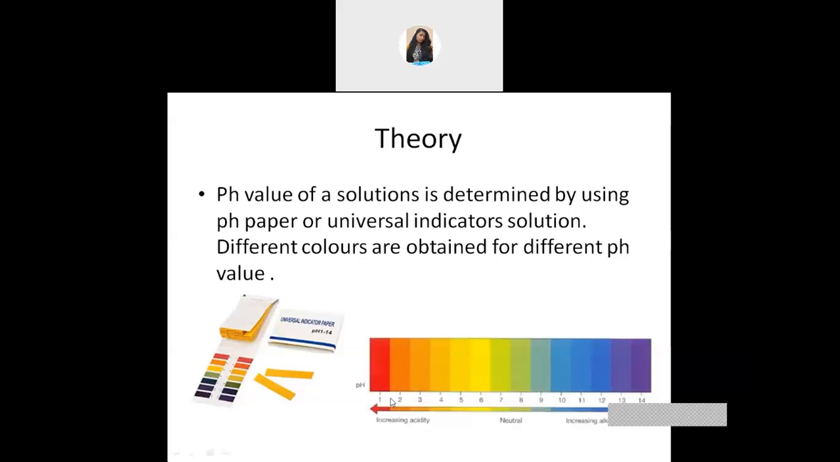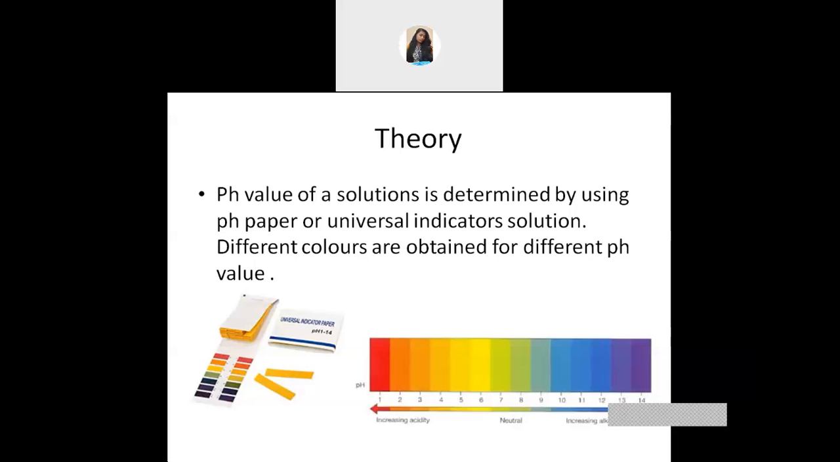So what is this pH scale? The value starts from 0, and the end point is 14. The middle point of this scale is 7. If the pH value is below 7, then the solution is acidic in nature, and if the pH value is above 7, then the solution is basic in nature.